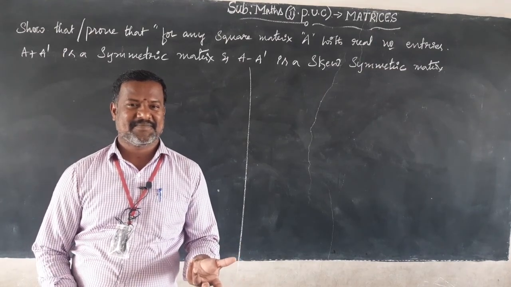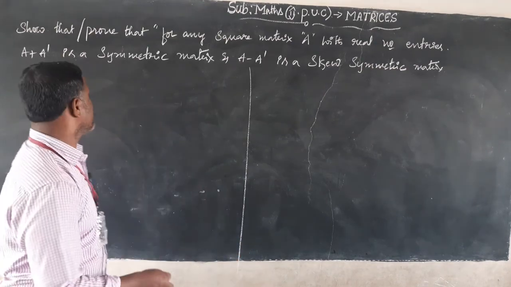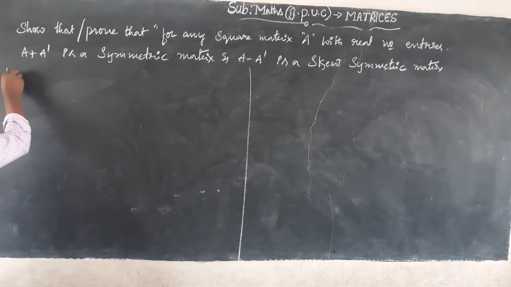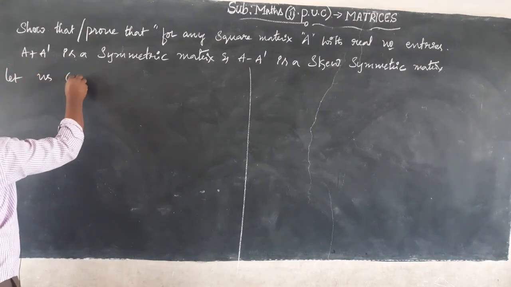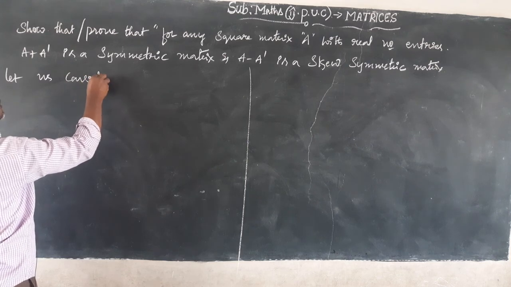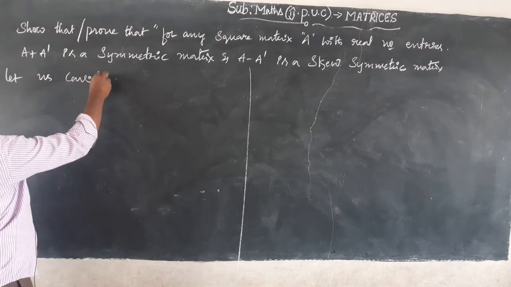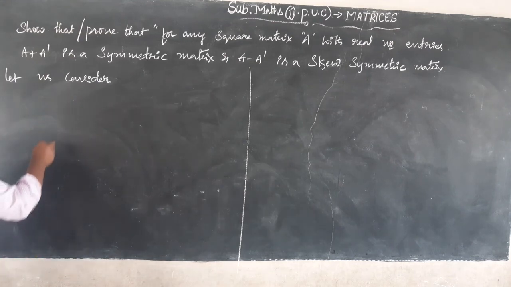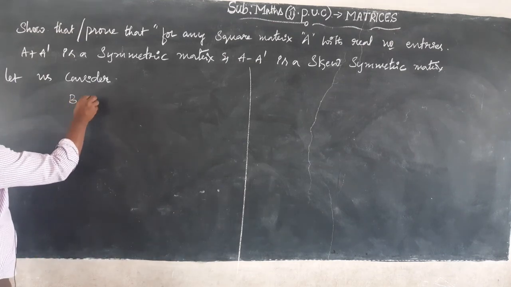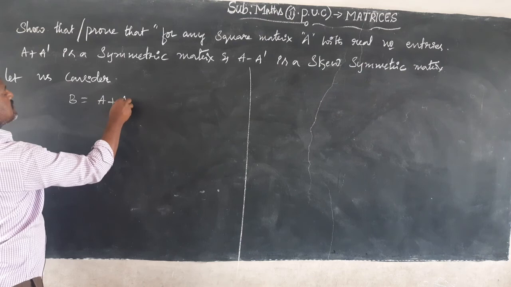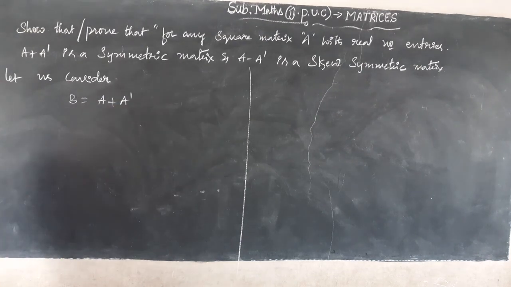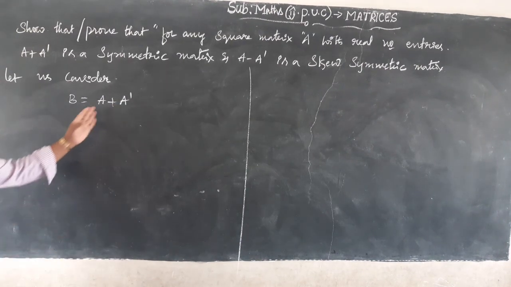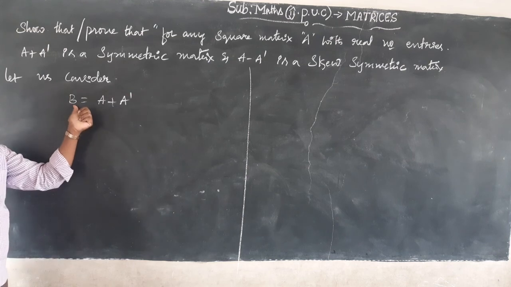Understand? We have to do, okay? Let us consider, I will prove it by taking simple steps. Let us consider that B is equal to A plus A dash. So here I have taken A plus A dash as B.